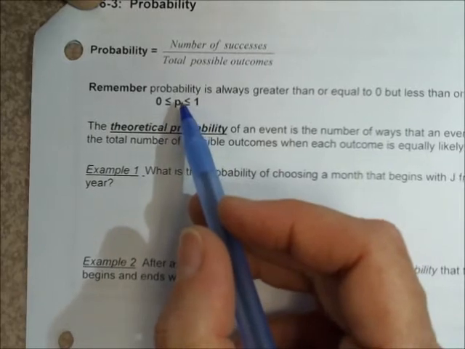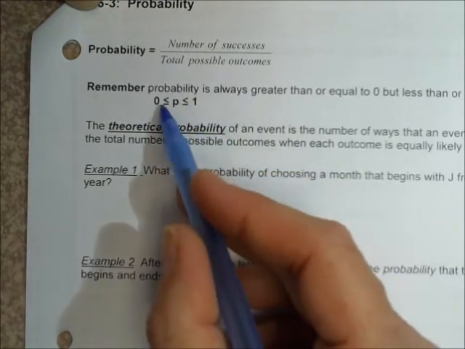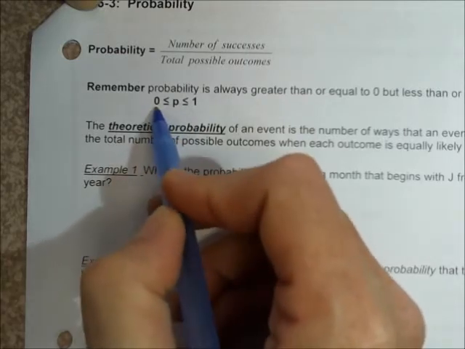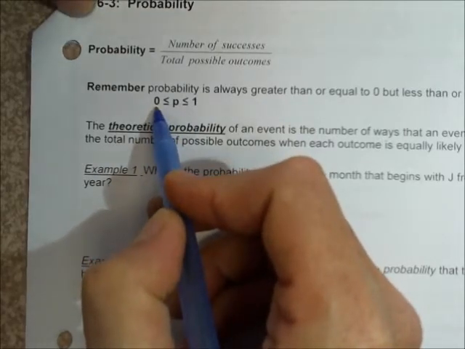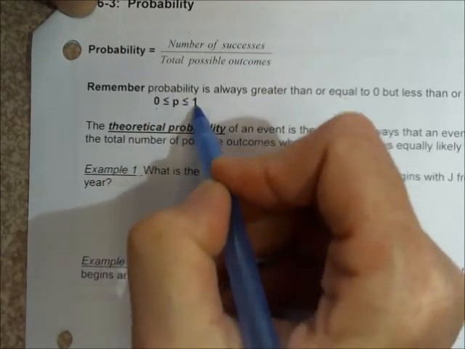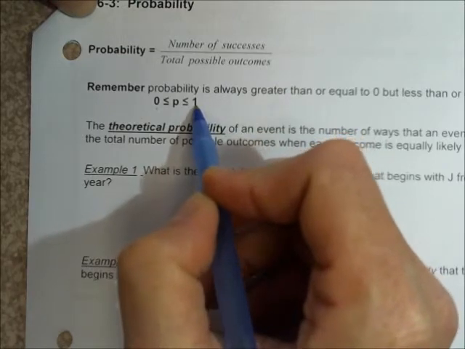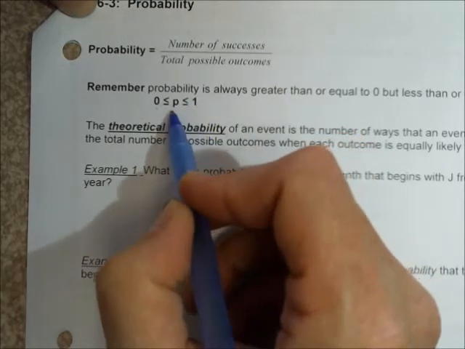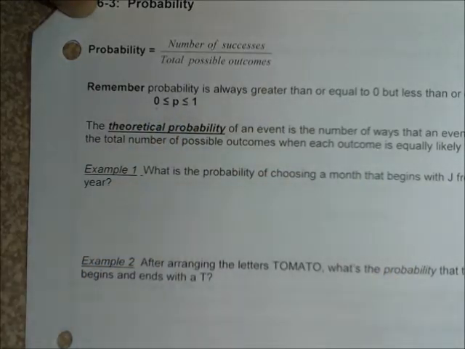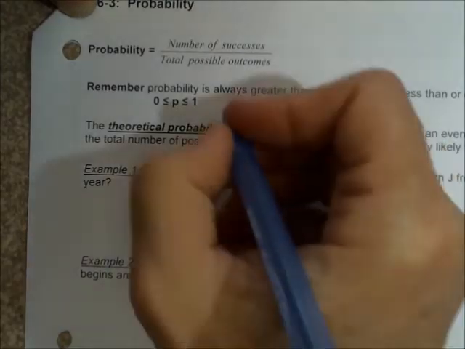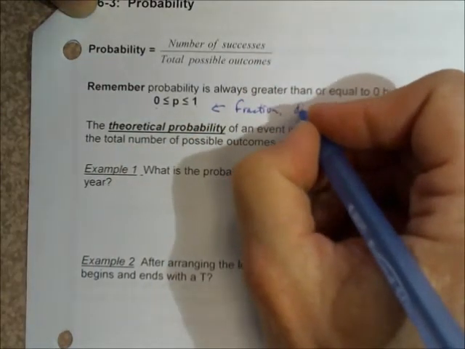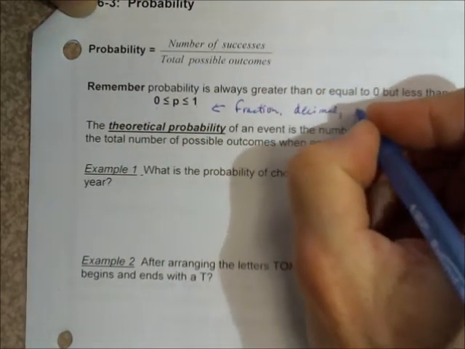So always keep in mind that probability is somewhere between 0 and 1. It could be equal to 0, which means there would be no probability of it occurring, or it could not occur. Or if your probability is equal to 1, that means that there's a 100% chance that it will occur. But usually the probability is somewhere in between 0 and 1. It's often represented as a fraction, but sometimes you can represent it as a decimal or a percent. Fraction, decimal, or percent.